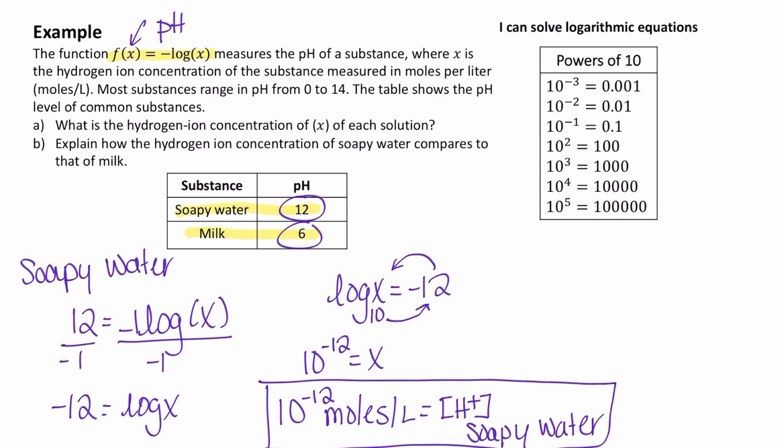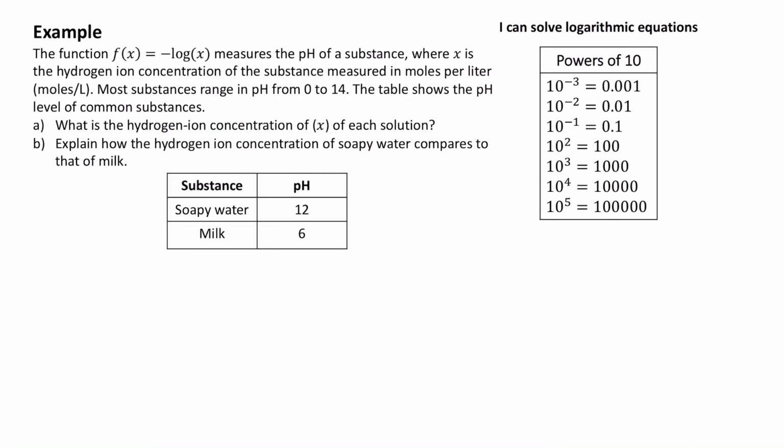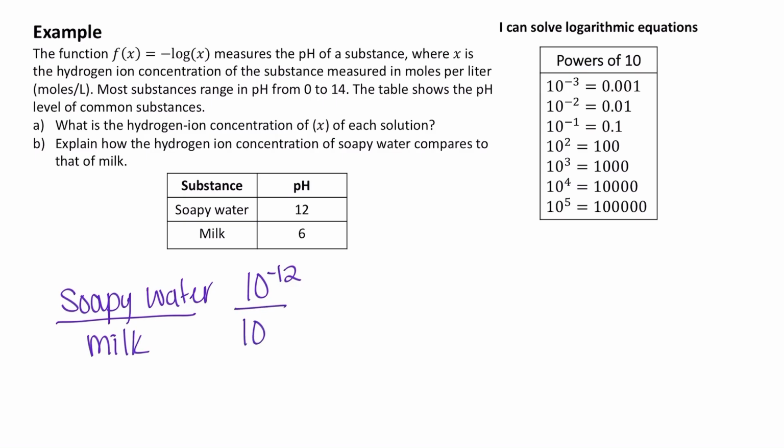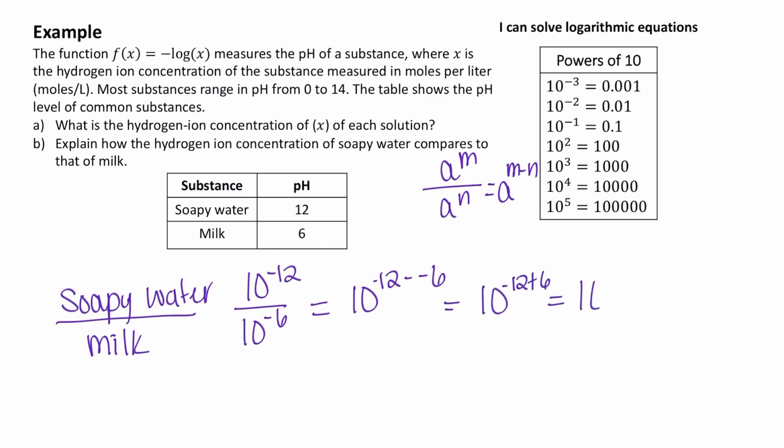So now it wants us to compare how the hydrogen ion concentration of soapy water compares to that of milk. Okay, so we have soapy water, which we said was 10 to the negative 12. And then we had milk, which was 10 to the negative 6, right? So if we compare these two, we can say that that's like an exponential equation. So we can do 10 to the negative 12 minus negative 6, right? Because remember, when we have a to the m over a to the n, we can just subtract those two exponents. So that's going to give us 10 to the negative 12 plus 6. So that's 10 to the negative 6.